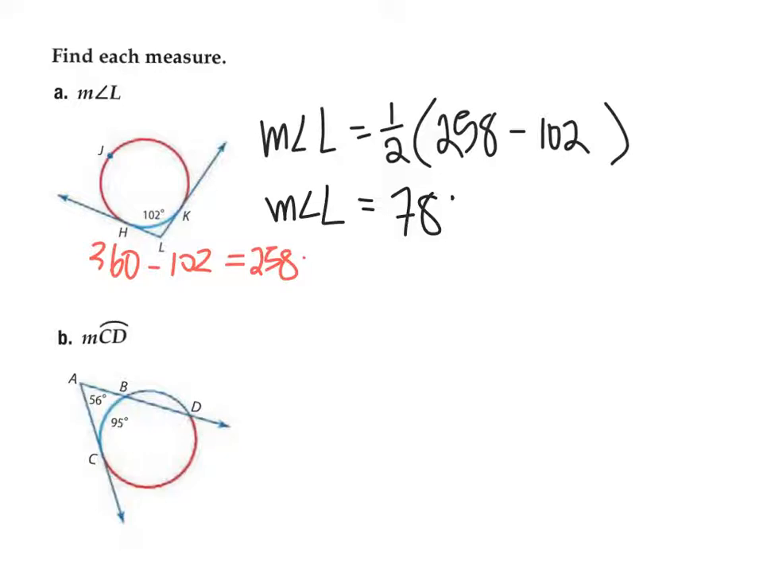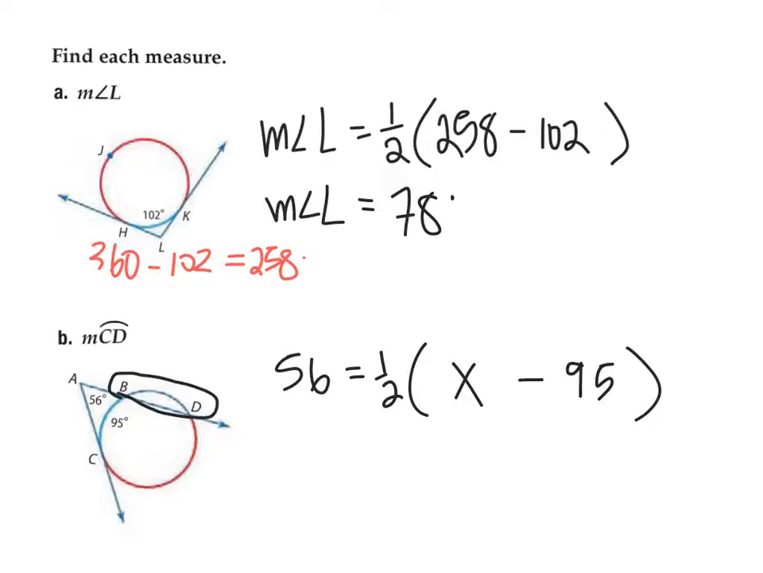All right, now for the next one, the measure of arc CD is what we're trying to find. I'm going to set this problem up by saying the measure of angle A, 56 degrees, is half of the difference of the 2 arcs. One of the arcs is 95, and the other arc, well, that's what we're trying to find right here. And we can't just do 360 minus 95. Why can't we do that for this problem? It's because look at this over here. We've got this little part of the circle that's not included. So we do have to set the problem up like this, and we have to solve it for x.